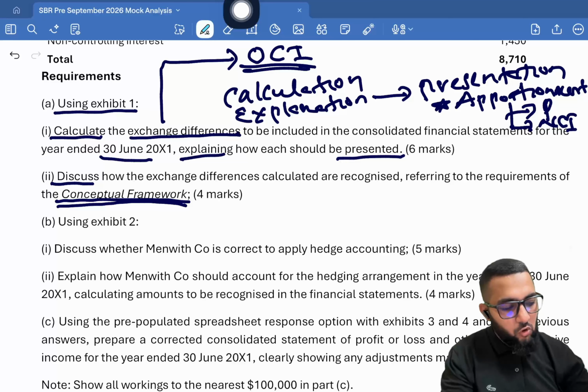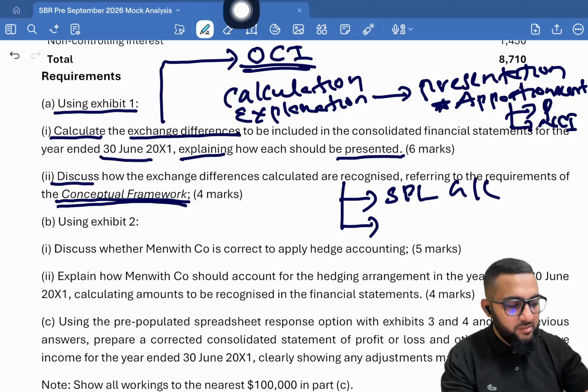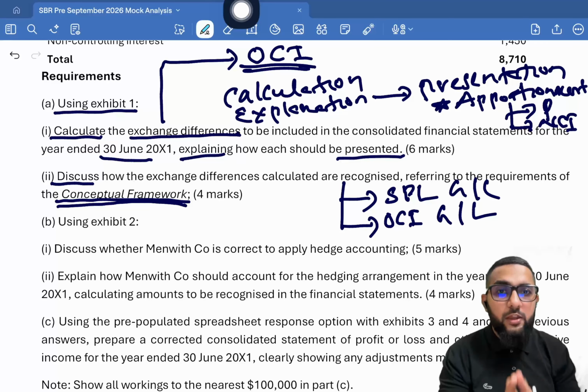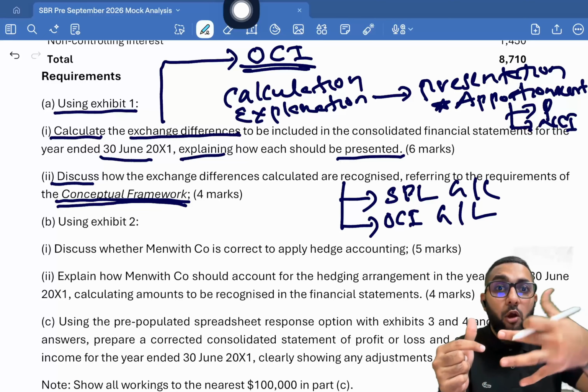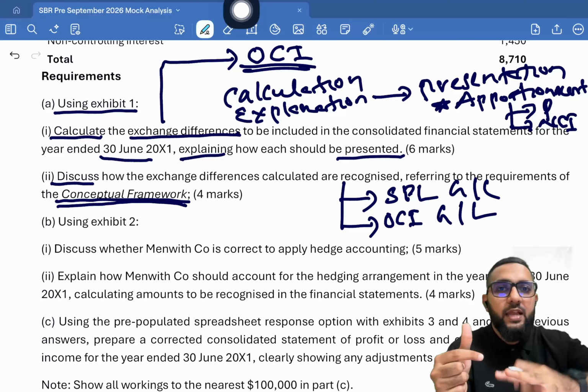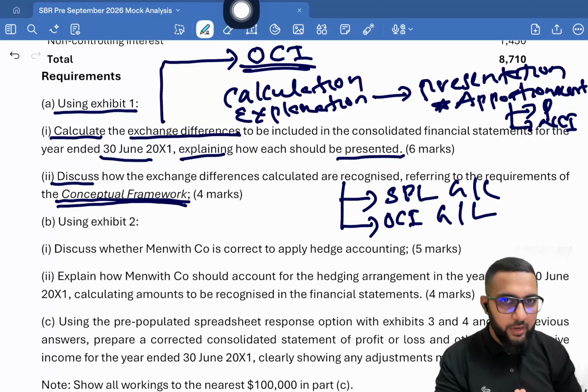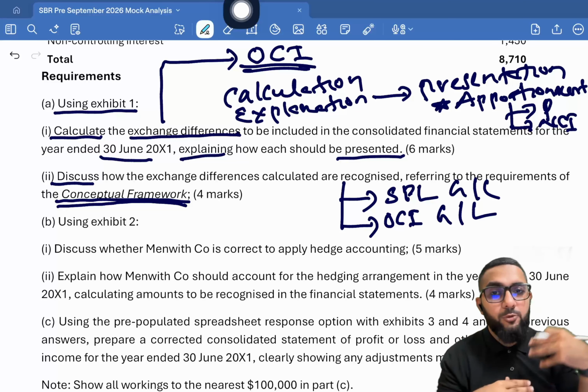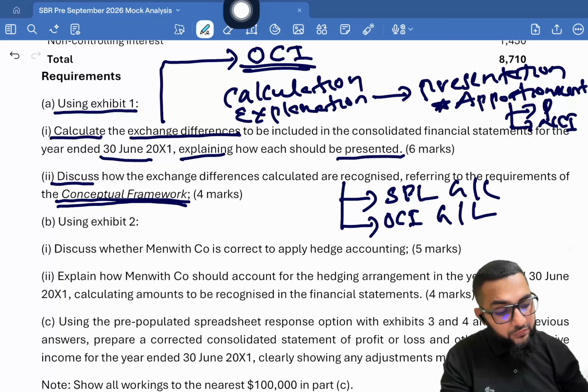So when it is talking about recognition, it mainly wants you to talk about SPL related gains and losses and OCI related gains and losses, right? IFRS 18 says exchange differences would follow the relevant category of the underlying item, the underlying asset or underlying liability. So SPL related gain or loss, how that's recognized, OCI related gain or loss, how that's recognized, and how the conceptual framework requirements are playing an important role.